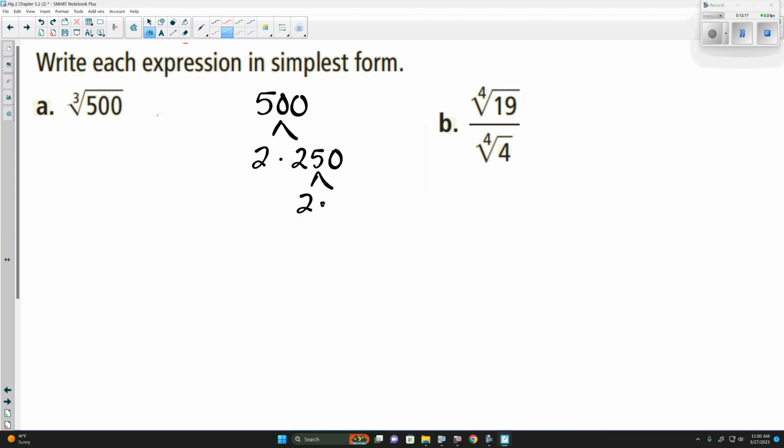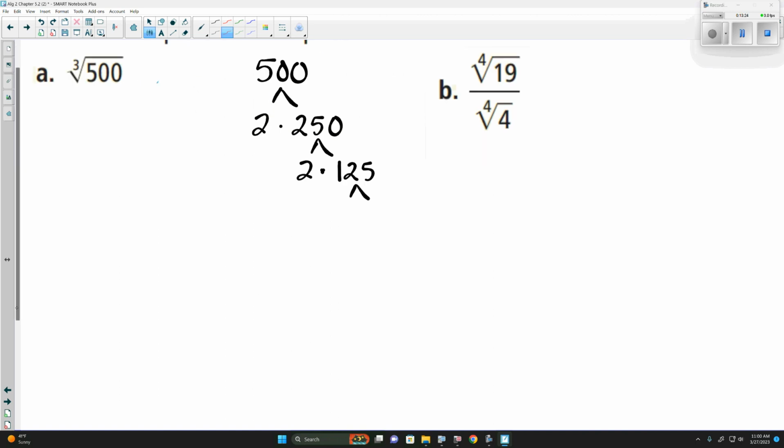2 times 125. Well, 2 won't go into 125, but what will? 5 and lastly 25 is?